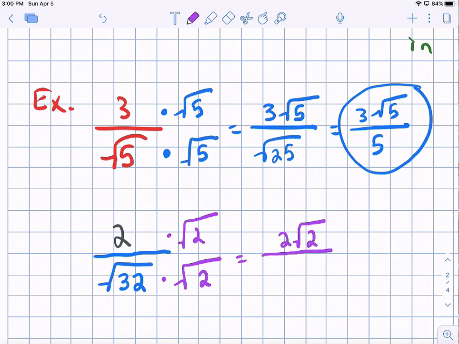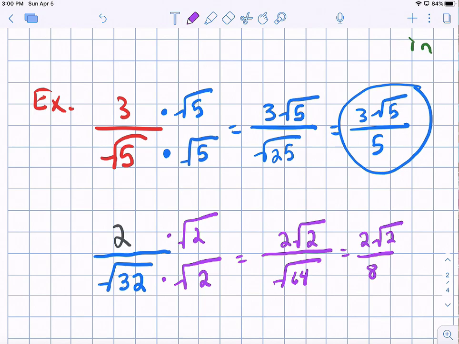All right. And then on the bottom now, I know the square root of 32 times the square root of 2 is the square root of 64. And the square root of 64 is 8. Now before you say, yay, I'm done, and circle this and move on, we're not done.